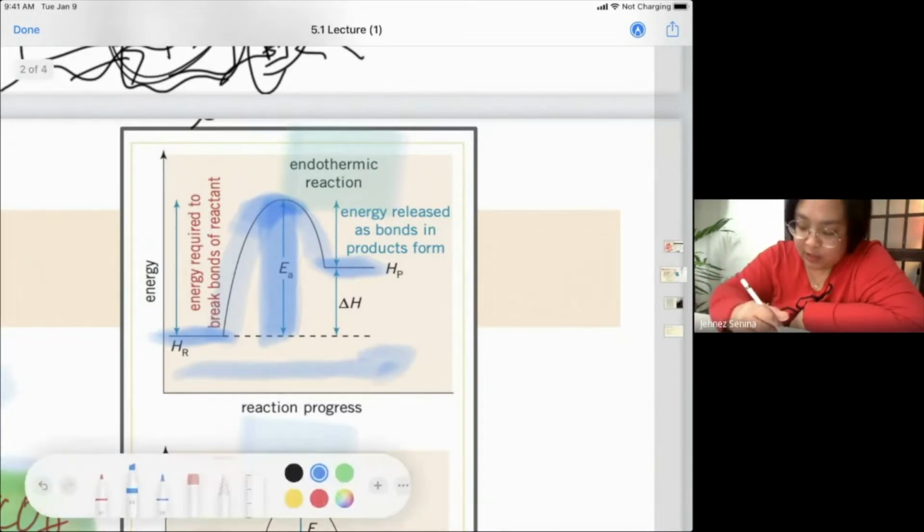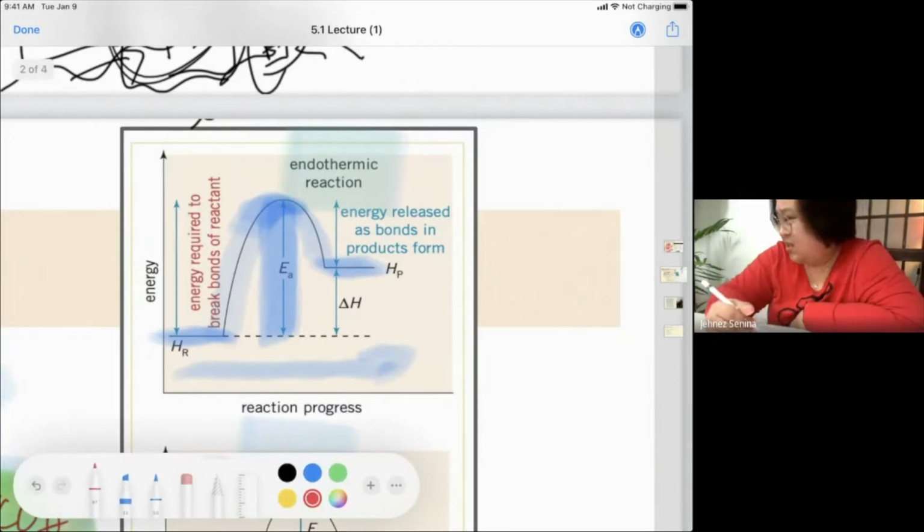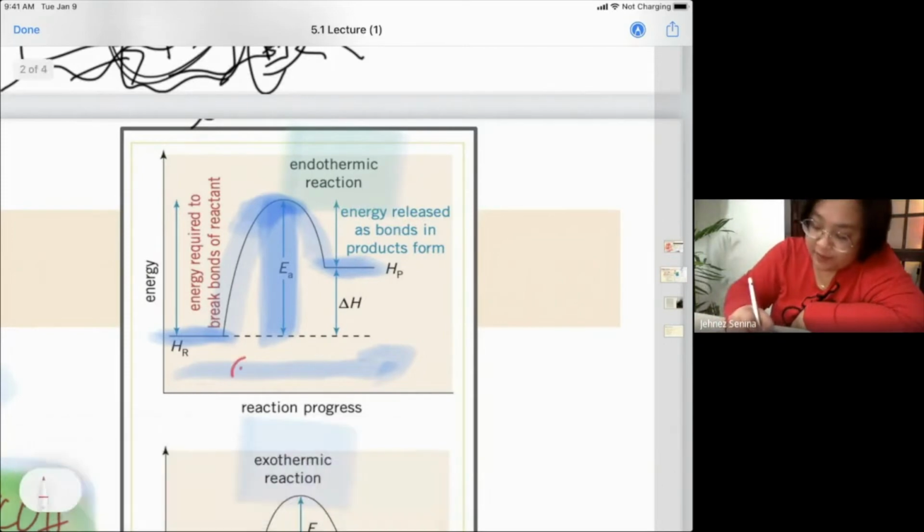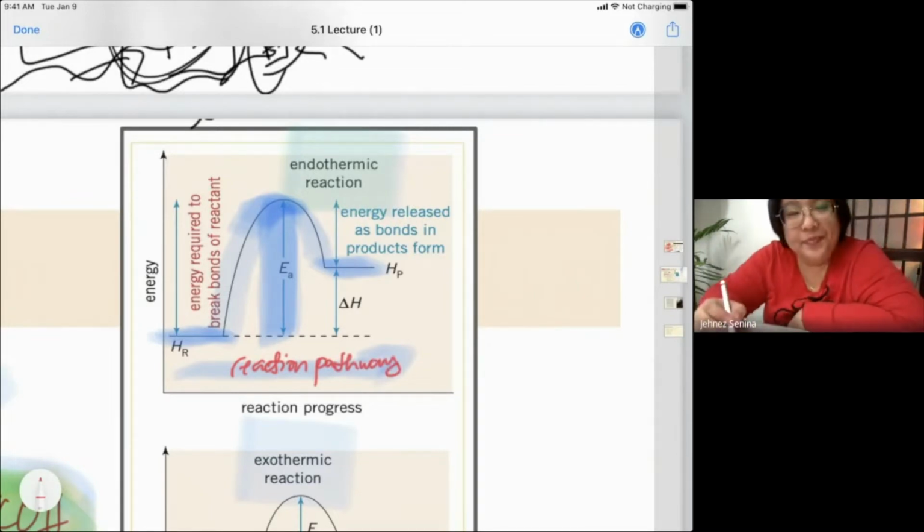In your book, this is labeled, what is it? Reaction pathway. Okay. If your energy is just here, there's not going to be any chemical reaction. There has to be that much energy first before the reaction can go on, can proceed.